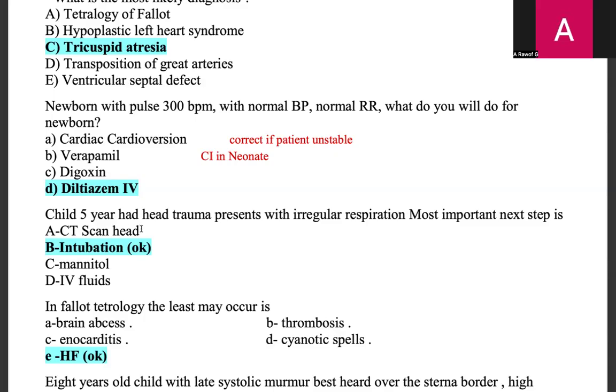A 5 year old child had head trauma and presents with irregular respiration. The most important next step is intubation. It is not the CT scan head or mannitol or IV fluids.